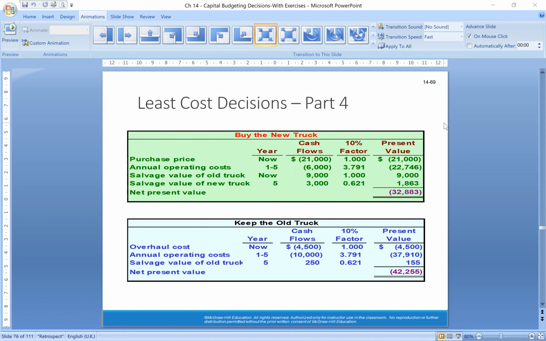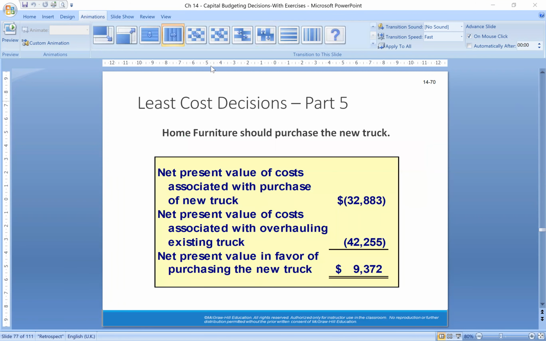The first one. Why? Both are negative, so I will use the smaller one, right? If we have a negative net present value, then I have to choose the lesser one. So having the new truck will be better.